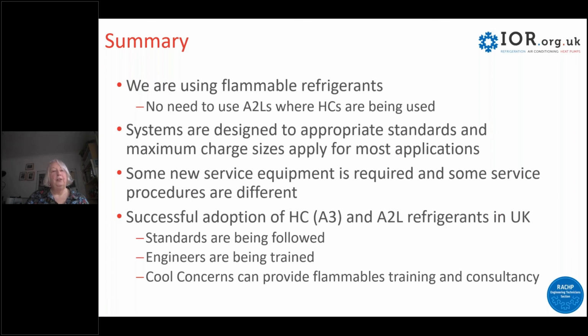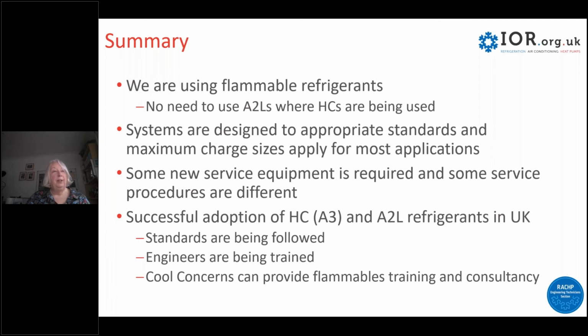We are designing those systems to appropriate standards. The standards exist. They're very comprehensive, and they provide maximum charge sizes for applications and also the other things that we need to do to mitigate the risk. There are some new service procedures that you need to follow, but they're very practical. Engineers have been doing that now for several decades quite successfully. There is some new service equipment now available for A2Ls.